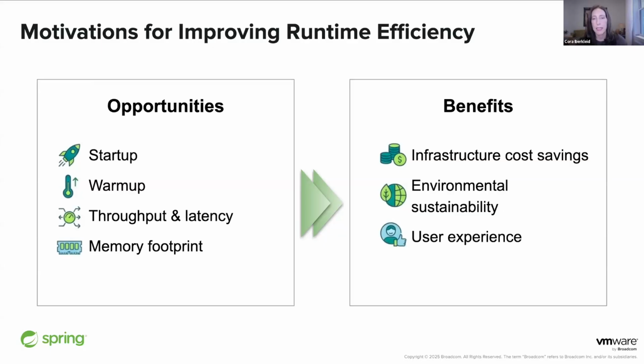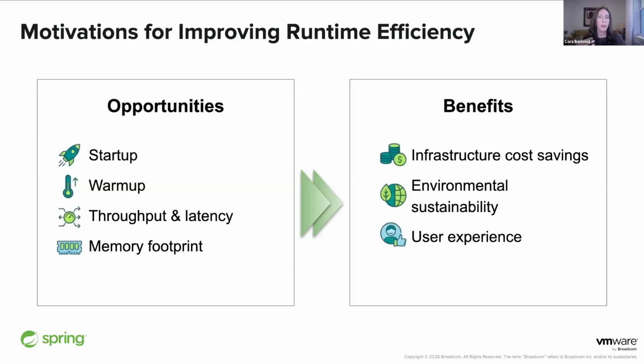And this is important because even after an app finishes starting and can accept requests, it usually needs some time to process some traffic and exercise different paths before it's fully optimized. We also have throughput and latency, meaning how much work concurrently can the app do before it starts to slow down. And finally, the memory footprint, how much memory the app consumes.